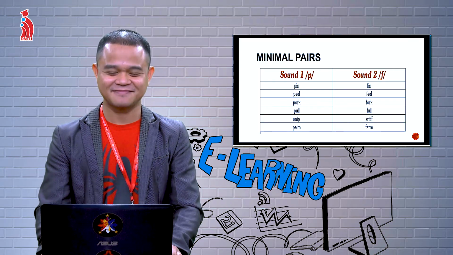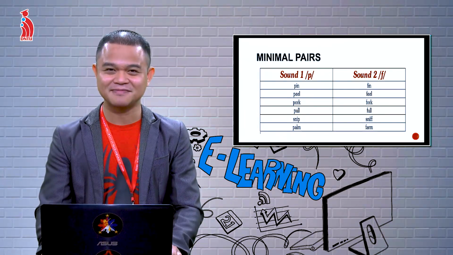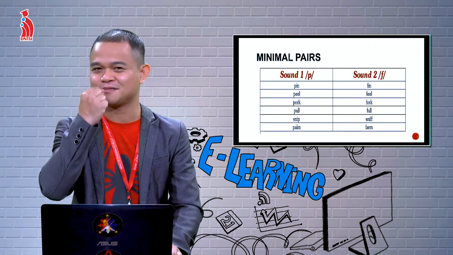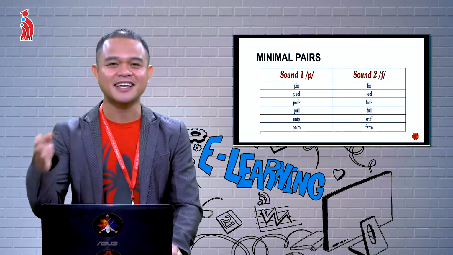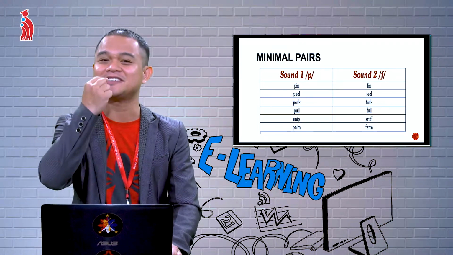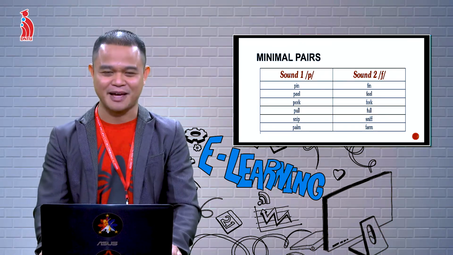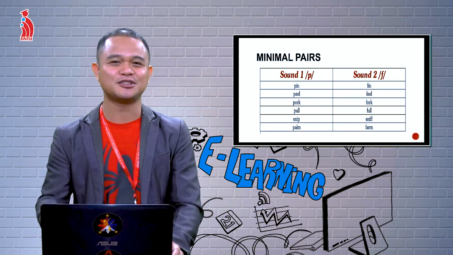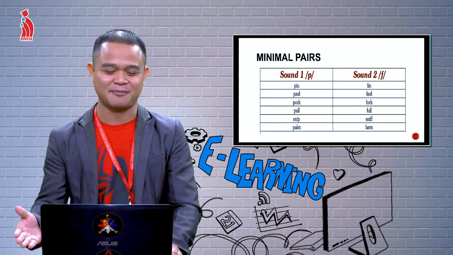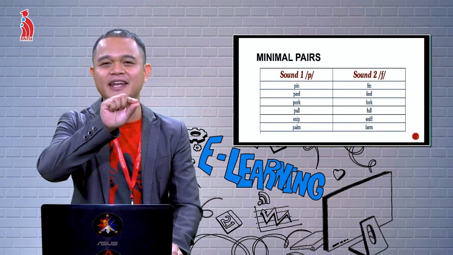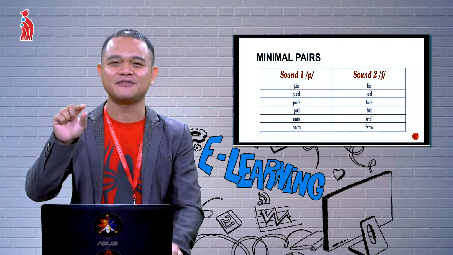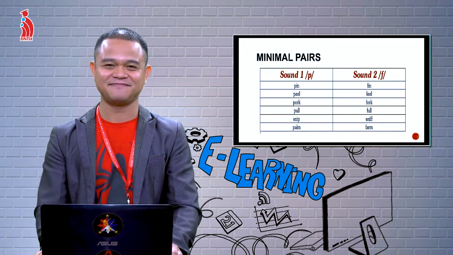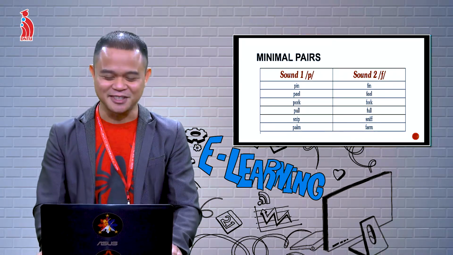Okay? So you see the difference? On the first column, you close your lips. Unlike in the second column, the F sound, there is air coming out from your mouth. Now, I will give you a chance to repeat after me. I will read one minimal pair, and I will give you a few seconds to repeat. Are you ready? Well, let's do it.